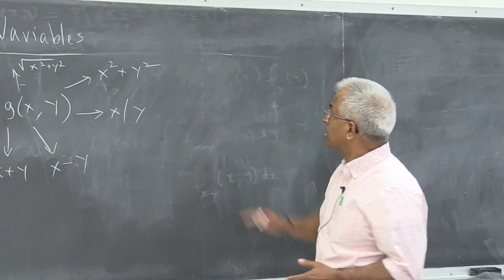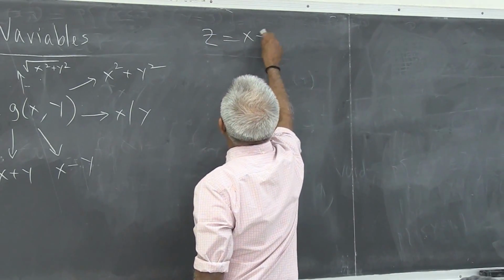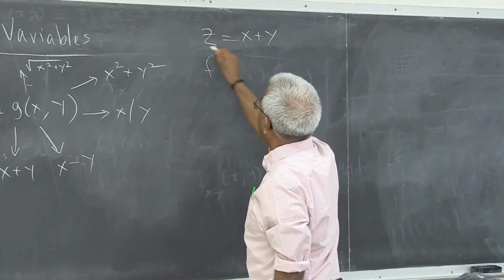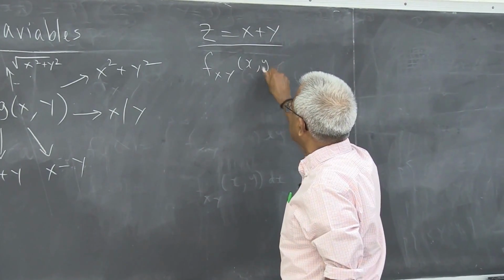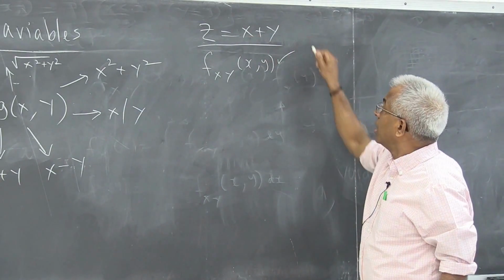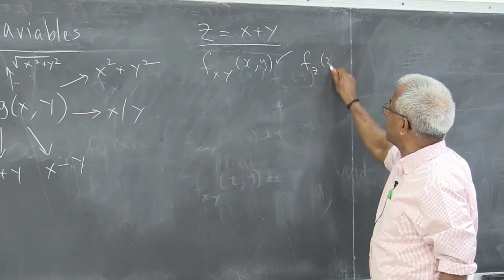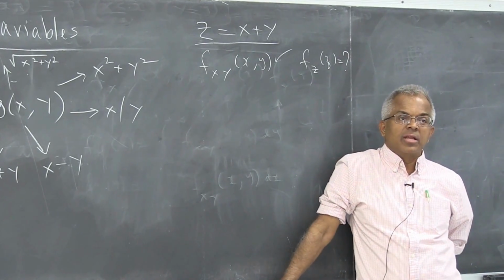Right? So let me start with the classic problem, z equal to x plus y. Remember what the problem is. You have the joint density function given, and you have the function given, and we want to find out the density function of z. This is the classic problem.